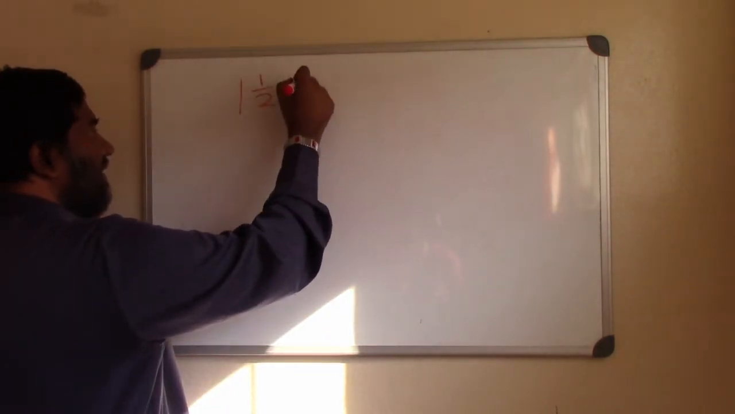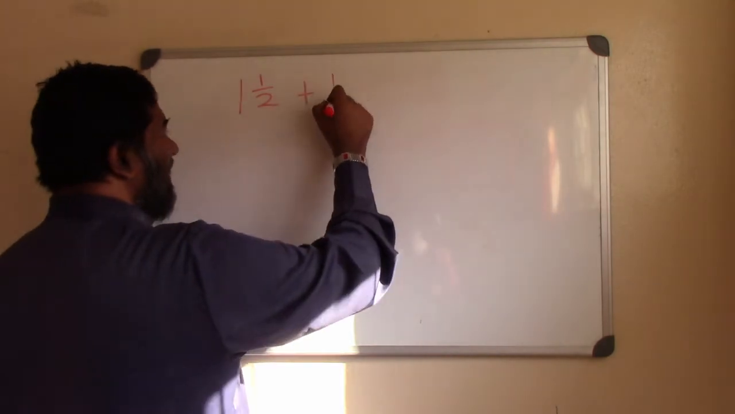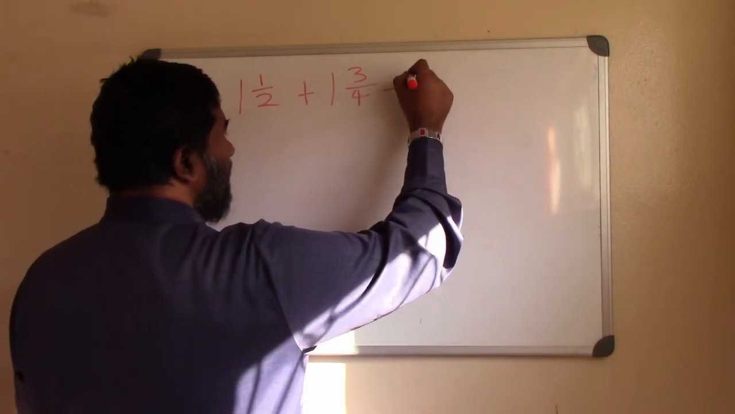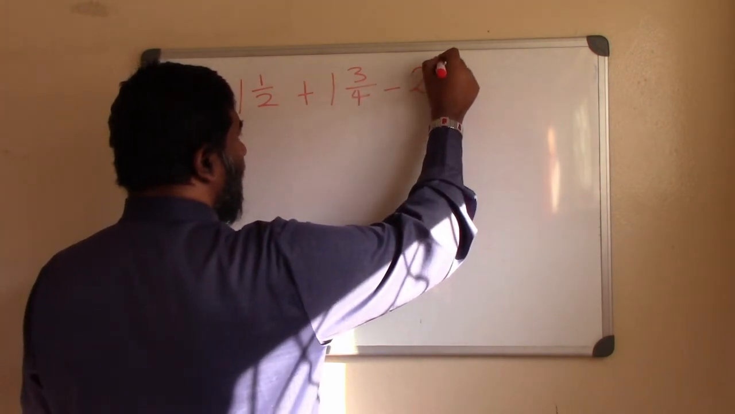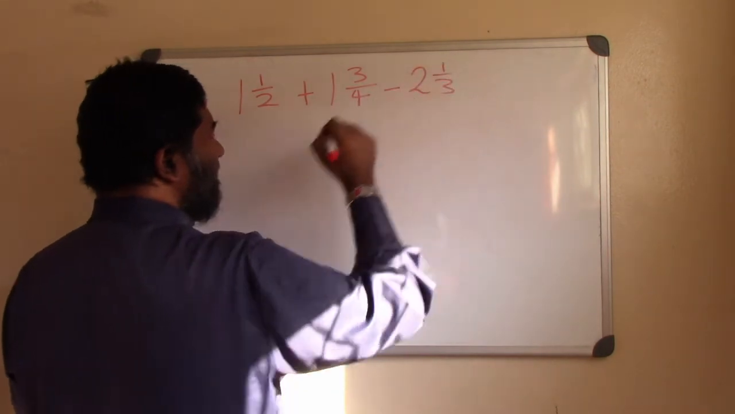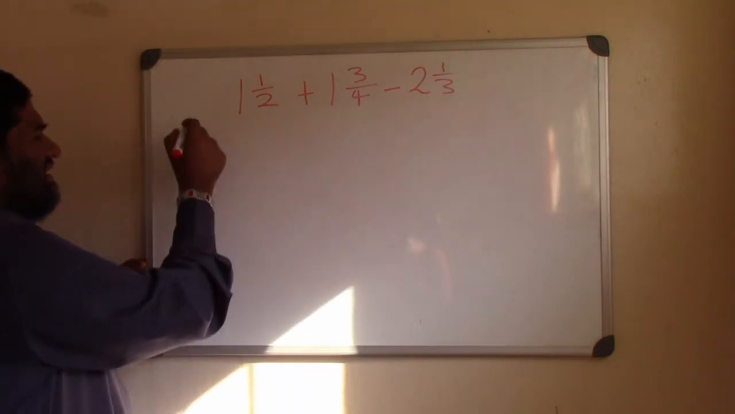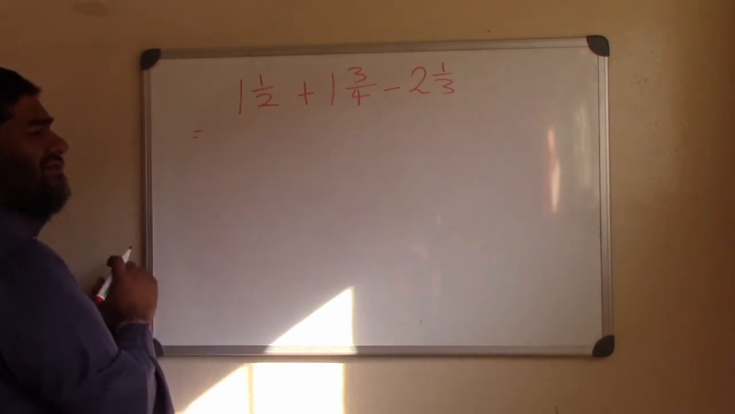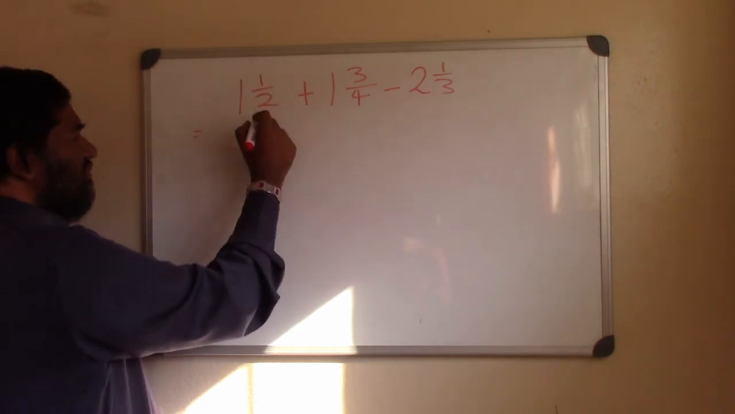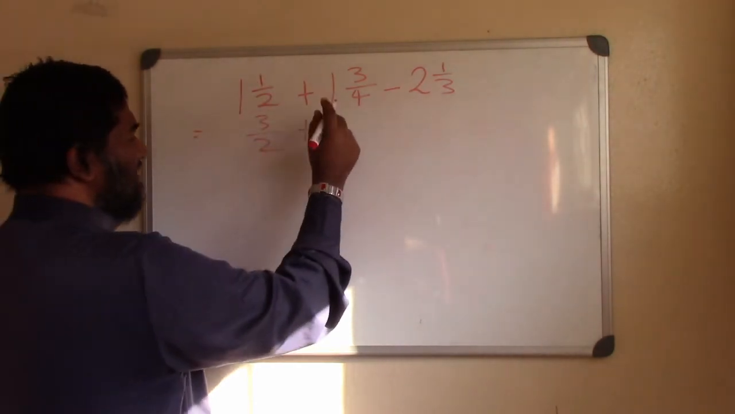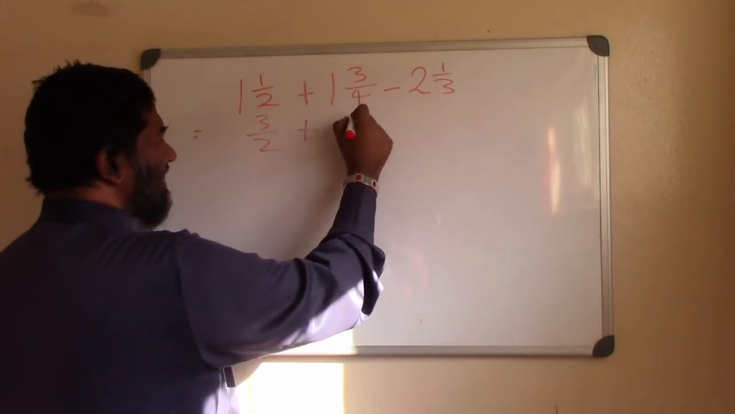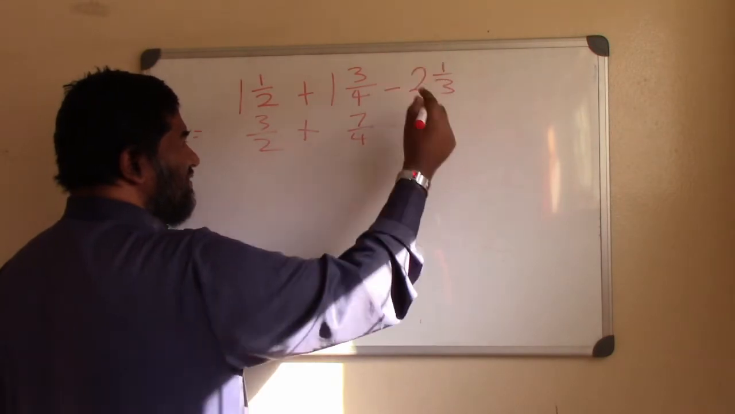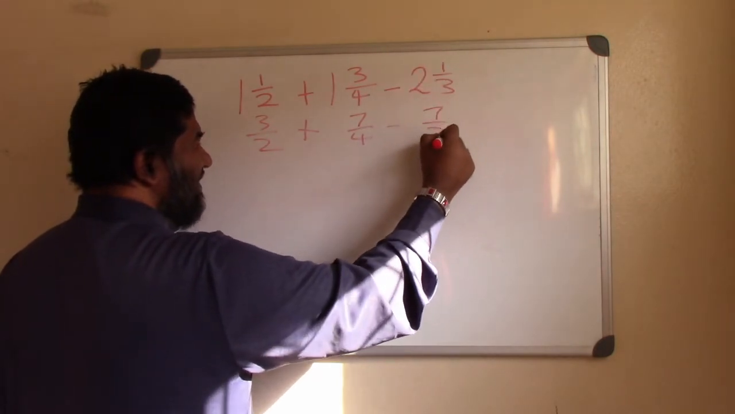1 1/2 plus 1 3/4 minus 2 1/3. So basically the first thing I will do is change everything to improper fractions. 2 times 1 is 2 plus 1 is 3 over 2 plus 4 times 1 is 4 plus 3, that gives me 7 over 4. Then I've got a minus sign. 3 times 2 is 6 plus 1 is 7 over 3.